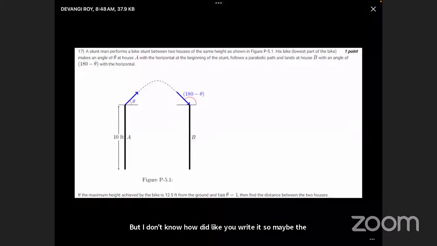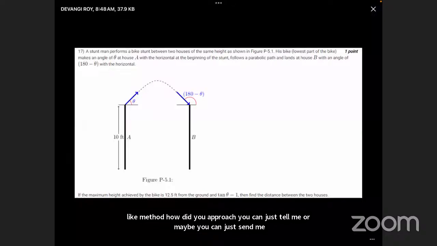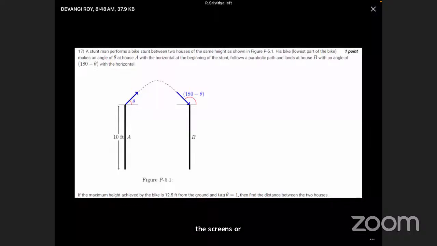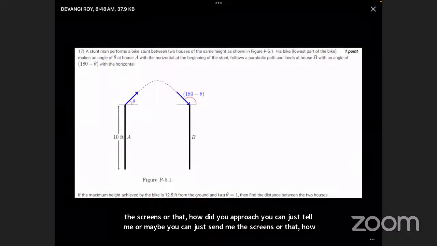You can just tell me the method. How did you approach it? You can tell me, or maybe send me a screenshot of how you approached it, and then we can discuss whether I am going wrong or where you are going wrong.